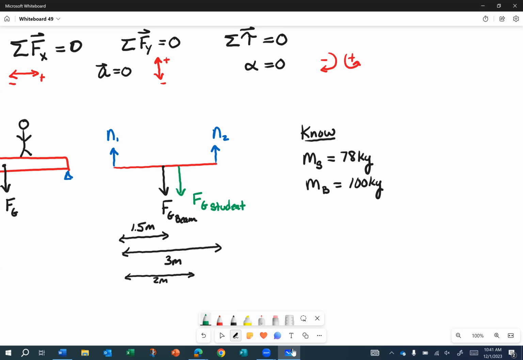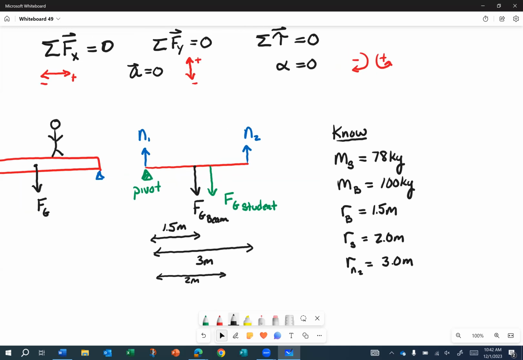I'm going to take N1 to be our fulcrum, our pivot point, so that I can eliminate N1 from our torque equations. Then I can list my R values. If that's my pivot point, then the R value, or the lever arm, of the beam weight is equal to 1.5 meters. The lever arm of the student is going to be 2 meters. And the lever arm of N2 is equal to 3 meters. That tells me the distance each of those forces is from the pivot point.